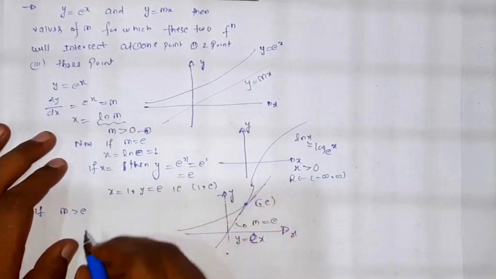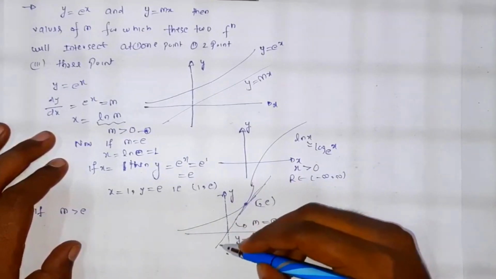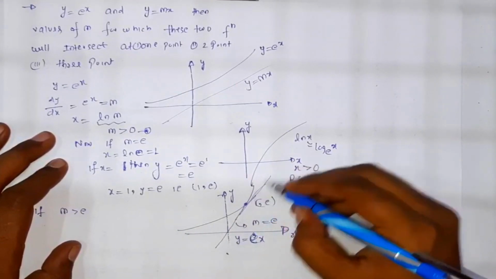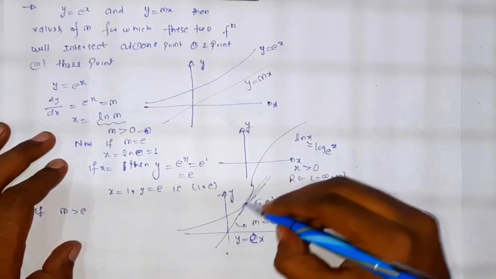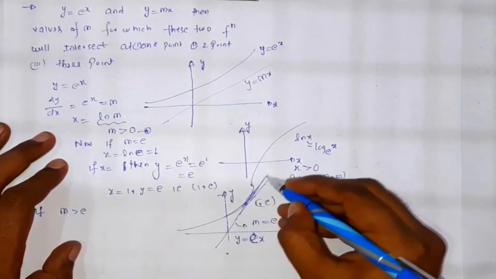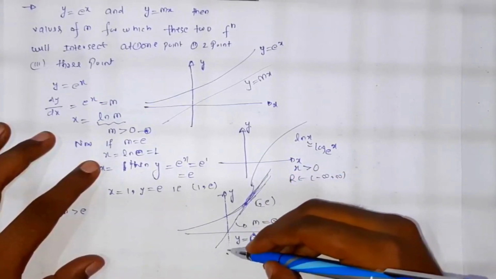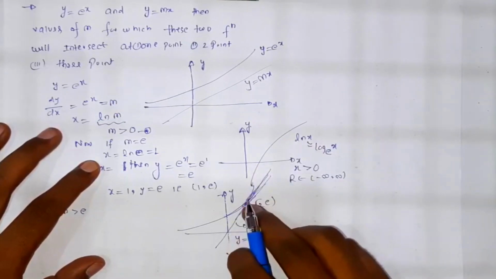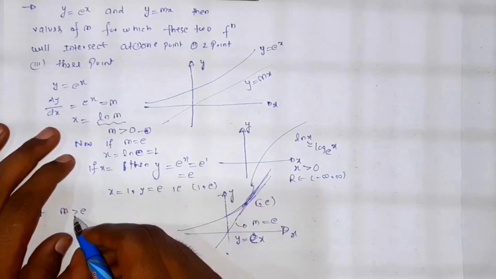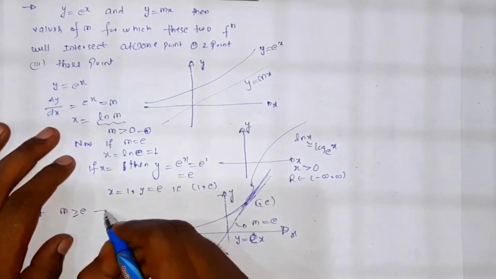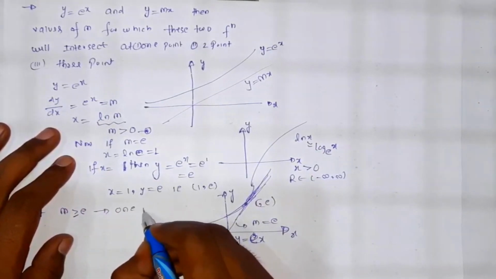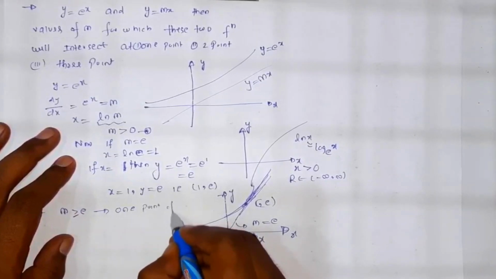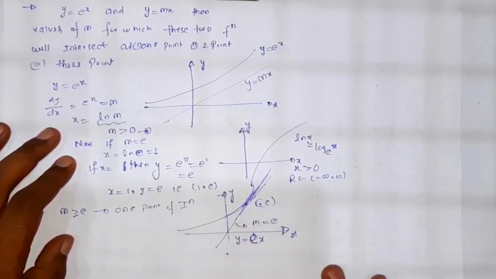More than 1 point, this will be like this. The graph will be like this. Okay. This is the graph, and if I increase the slope of this line like this, then it will intersect at 1 point. So if m is greater than or equal to e, there will be only 1 point of intersection. I hope it is clear to all of you.